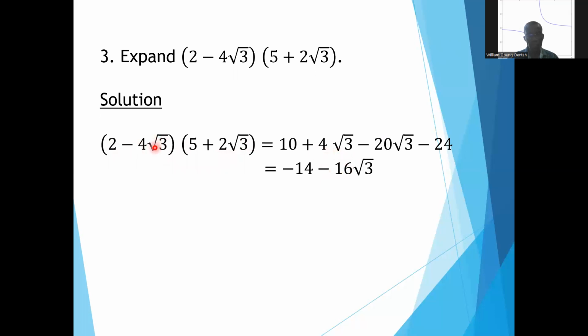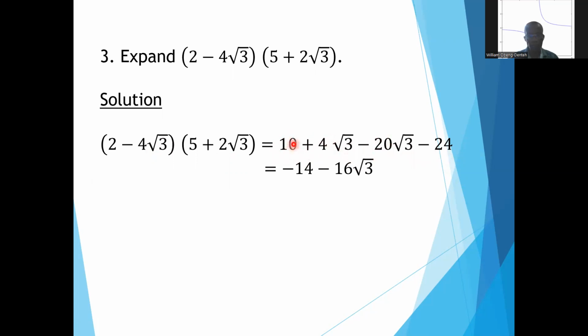Then move on to the next term. Negative 4 root 3 times 5 will give us negative 20 root 3. So 4 and then 5. And then the next step is that we are going to multiply this term and that term. So negative 4 times 2 will give us negative 8. And then root 3 times root 3 will give us 3. And so when we do that, then straight away we multiply negative 8 by 3, and that gives us negative 24. Now I want to group the like terms and then simplify them.